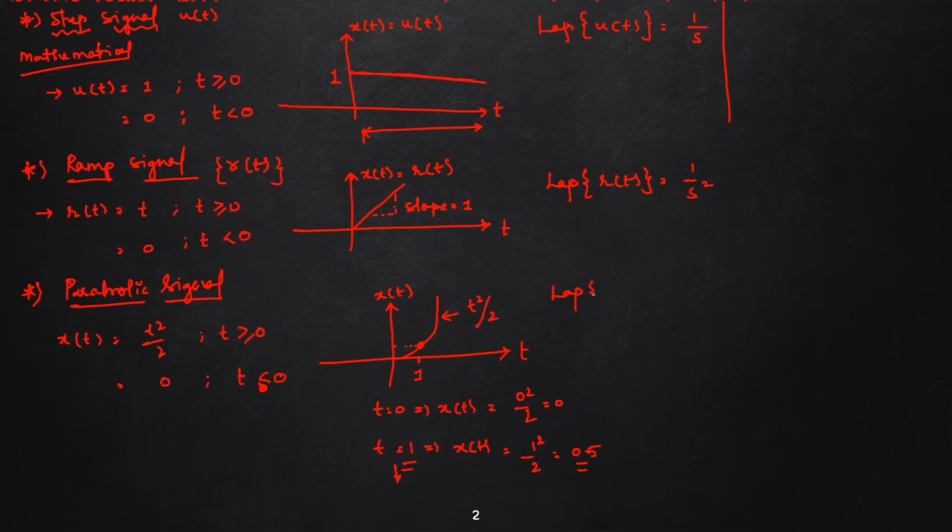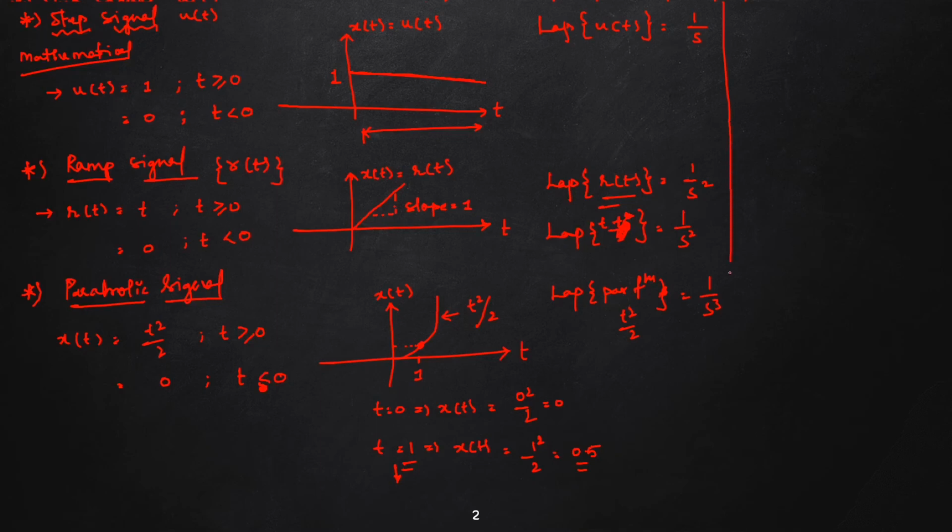And the Laplace transform of this parabolic function, which has a coefficient of 1, that is t square upon 2, can be given as 1 upon s cube. And in the ramp case, where r of t is just t, it will be given as 1 upon s square.